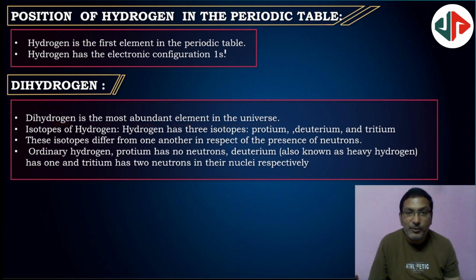in that nuclear fusion, 4 atoms of hydrogen will be converted to 1 helium. Nuclear fusion reaction. So it is most abundant in the universe. Next, isotopes of hydrogen: protium, deuterium and tritium. I will write here.